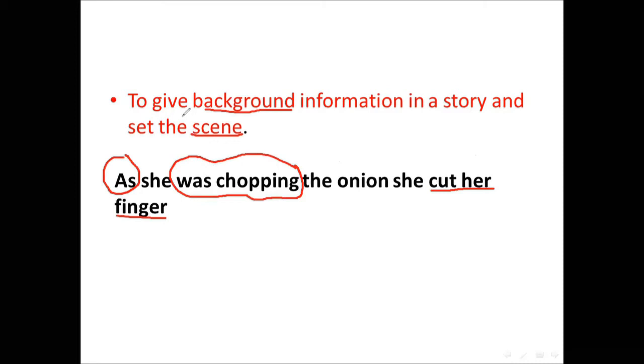You can find it in the stories when the writer wants to give you more explanation about the background of the story, about setting the scene. Now here the keyword is "as", and always after "as" we use past continuous. Next.